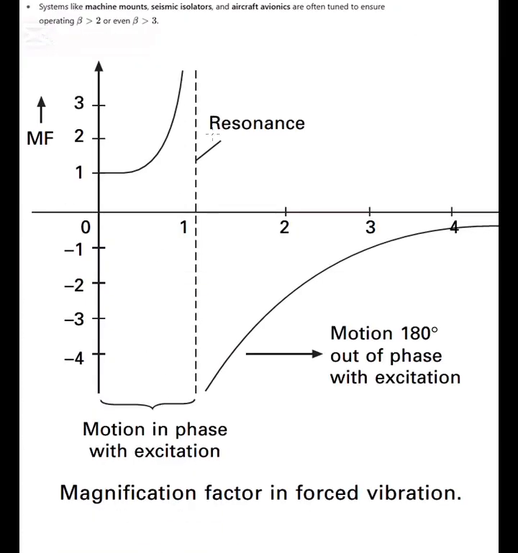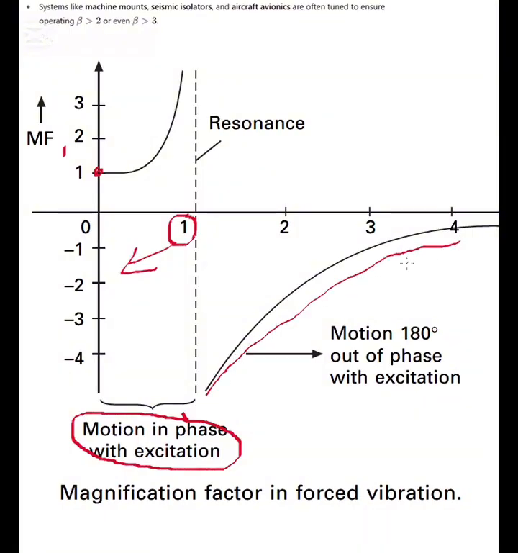You can see here, this is the motion in phase with the excitation, since the beta ratio is less than 1, so it's operating this way. The static deflection is 1. Magnification factor increases as you approach resonance, and if the ratio goes more than 1, then the response amplitude decreases, and the motion is also out of phase.